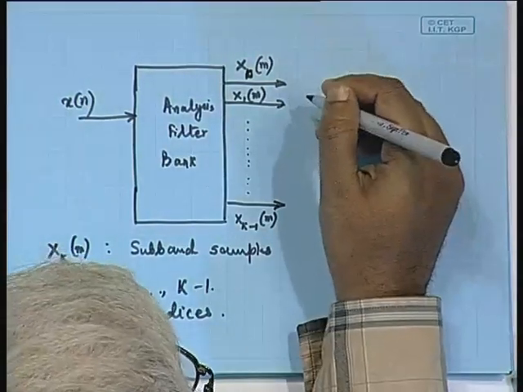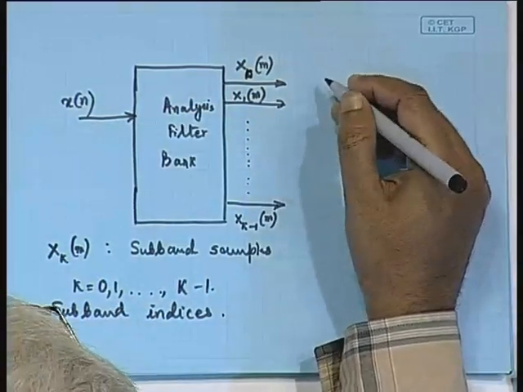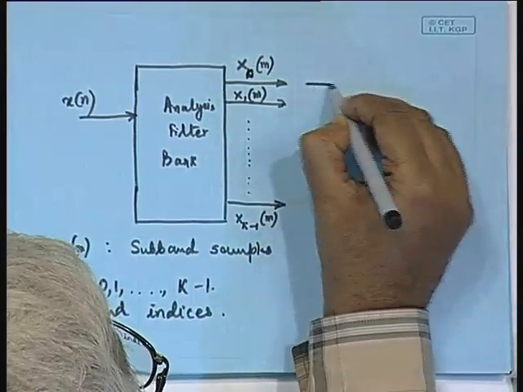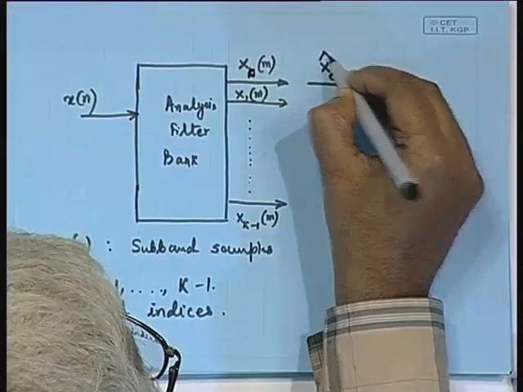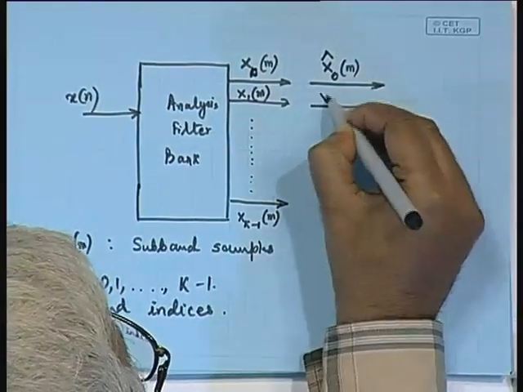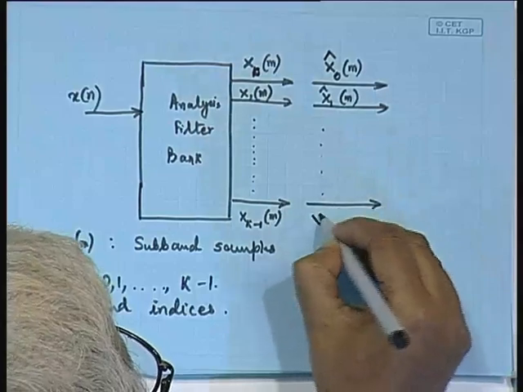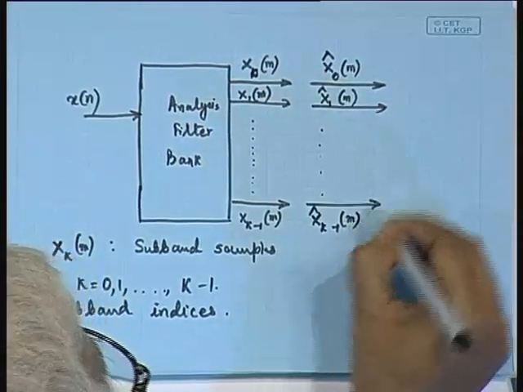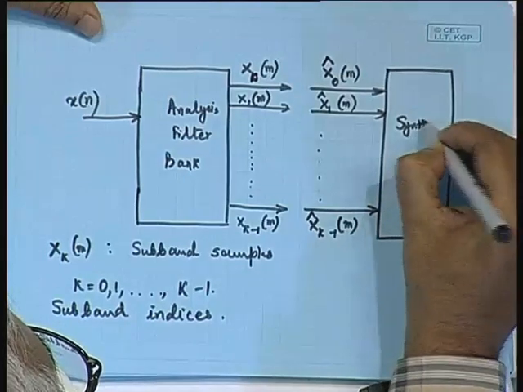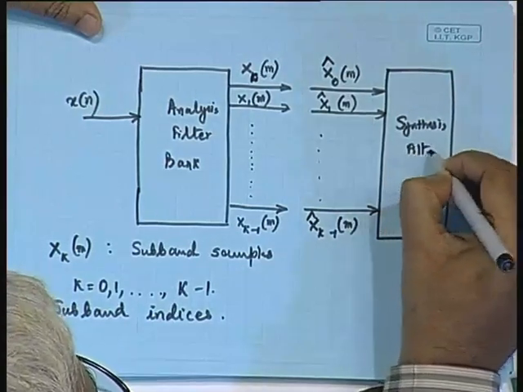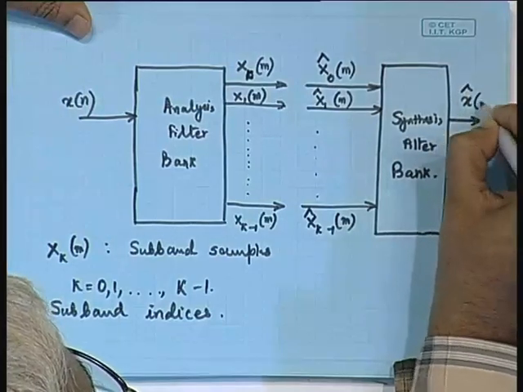Correspondingly, when we want to recover the signal x of n, what we have to do is put a synthesis filter bank. The synthesis filter bank inputs we designate as x hat 0 of m for the first one, x hat 1 of m for the second one, and x hat K minus 1 of m for the last one, and these are put through a synthesis filter bank. The output of the synthesis filter bank is going to give us x hat of n.